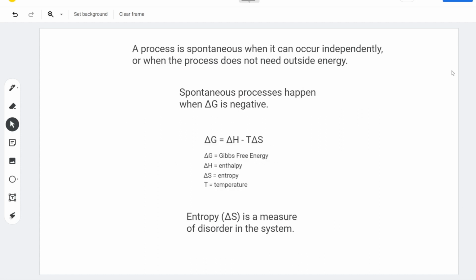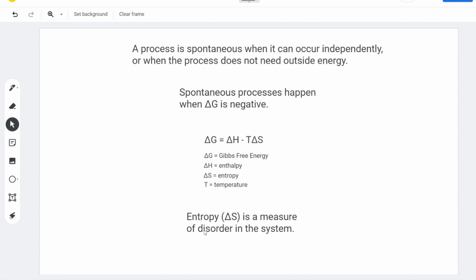Now let's talk about spontaneity. A process is spontaneous when it can occur independently, or when the process does not need outside energy. And spontaneous processes happen when delta G is negative. So the following equation will be able to tell us whether or not delta G is positive or negative, meaning that we will be able to know if the process can happen spontaneously or non-spontaneously.